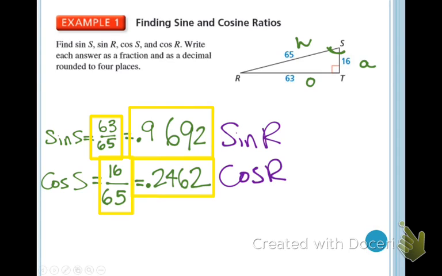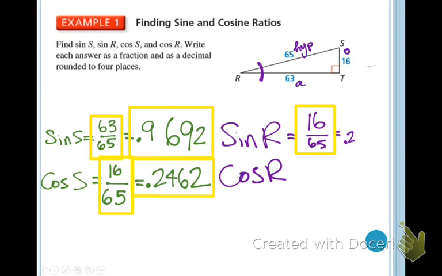All right, so now we're going to do everything from the perspective of R. Which one of these sides will not change? The hypotenuse. But my opposite will now be 16, and my adjacent will now be 63. So finding sine of R, what is my opposite now? 16 over 65. That looks very, very familiar. You shouldn't have to type in your calculator because we've already found 16 over 65. And that's 0.2462.